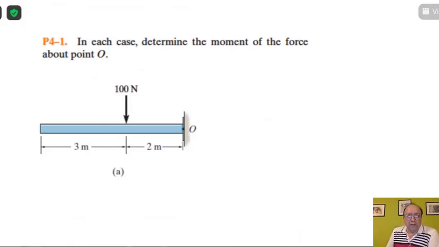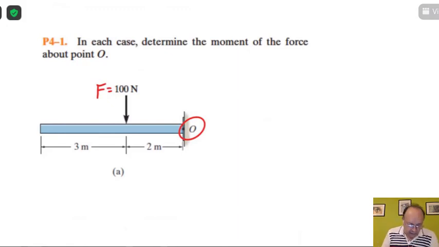Okay, here we have some examples. In each case, determine the moment of the force about point O. Okay, so here we have a force. Let's call it F. 100 newtons. We need to find the moment about point O.